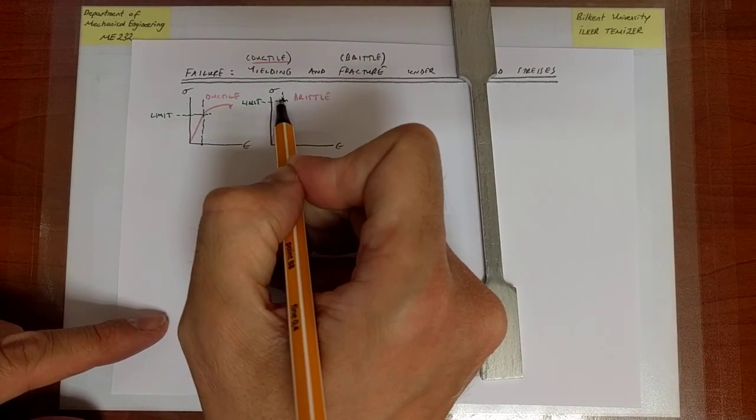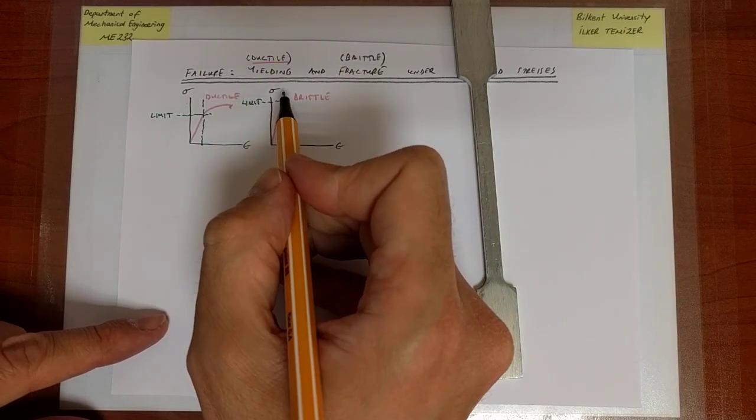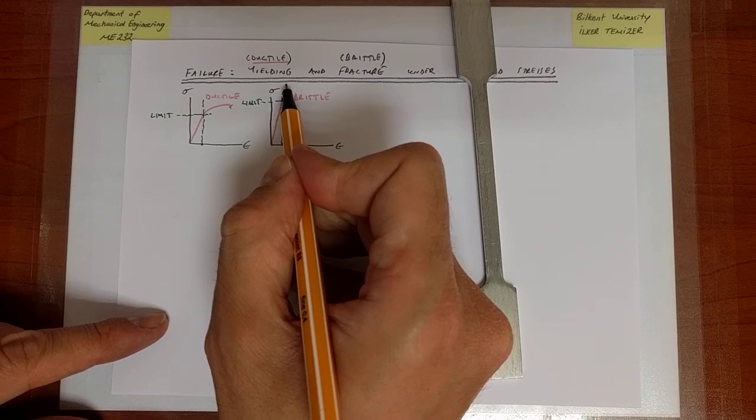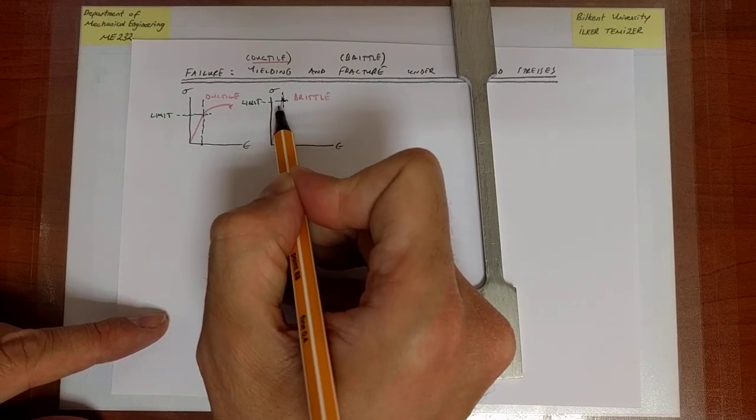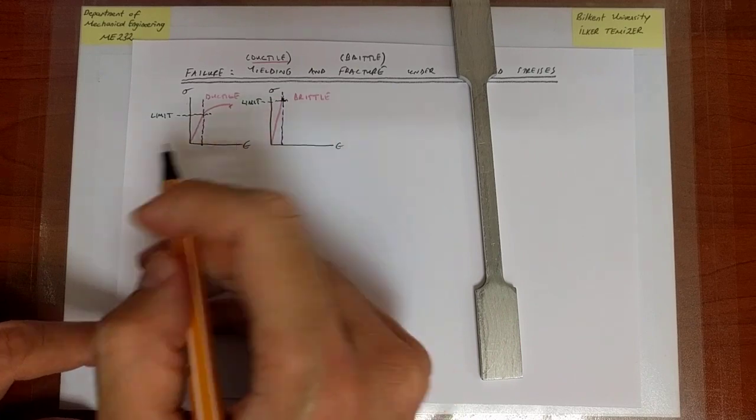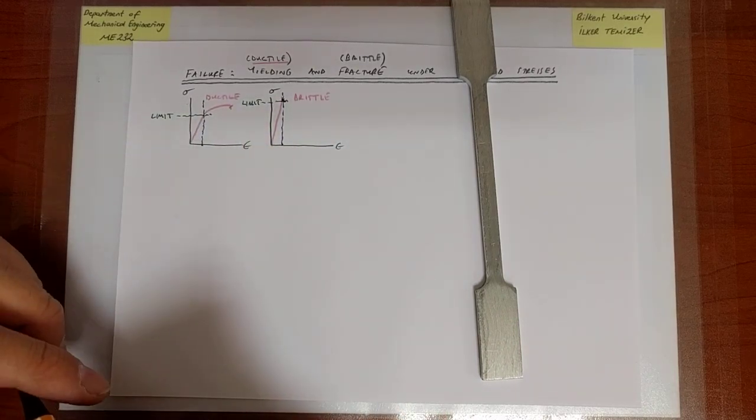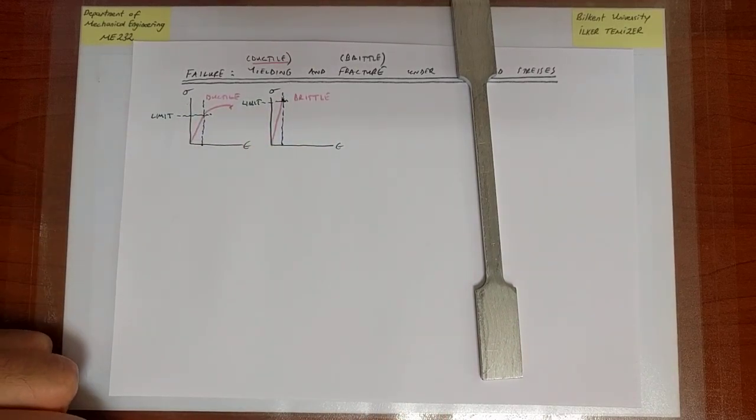If I have a design that indicates I'm beyond that limit, that's not a good design. I cannot sustain that stress that is beyond that limit. If my stresses are lower than that limit, then I am safe in both cases. So that's what we are trying to address.